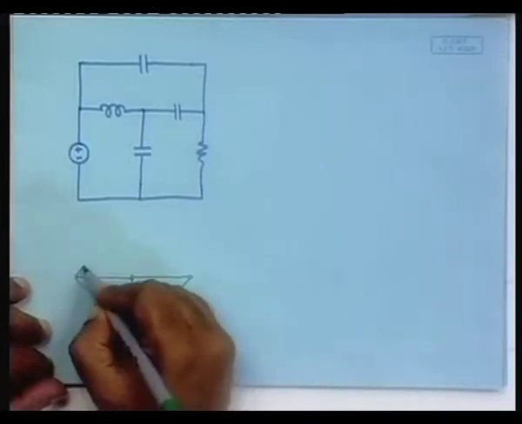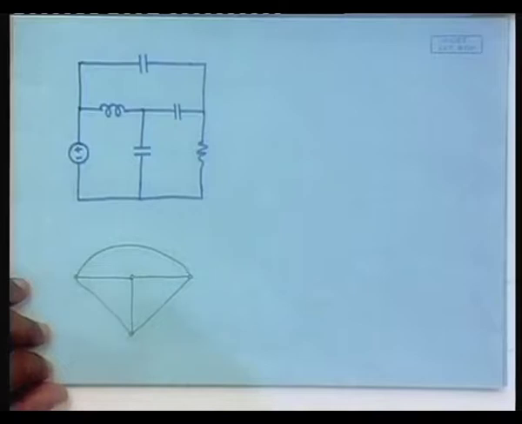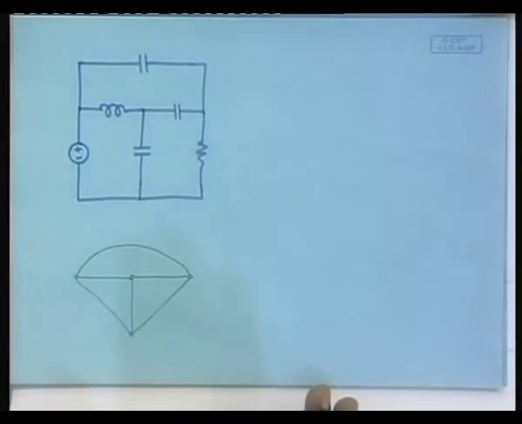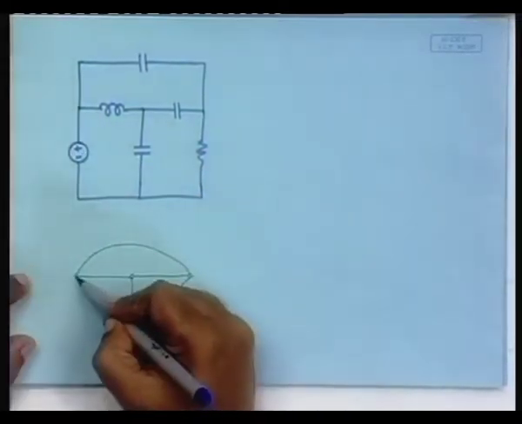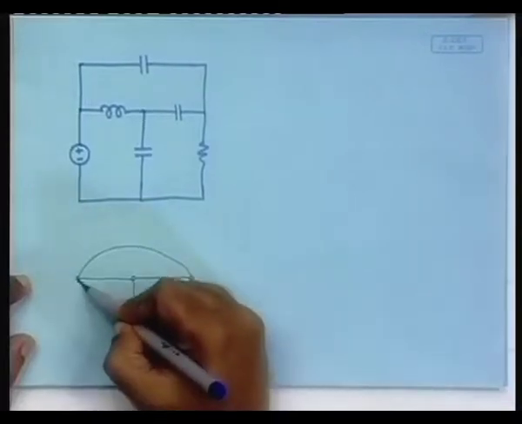And then we will join by thick lines as we identify the standard tree. Let us go ahead to identify the standard tree. Now, when we start, the starting point should be the branch that contains the voltage source. So, this is done, included.